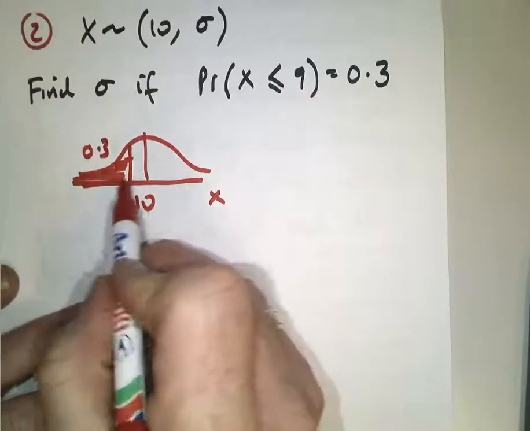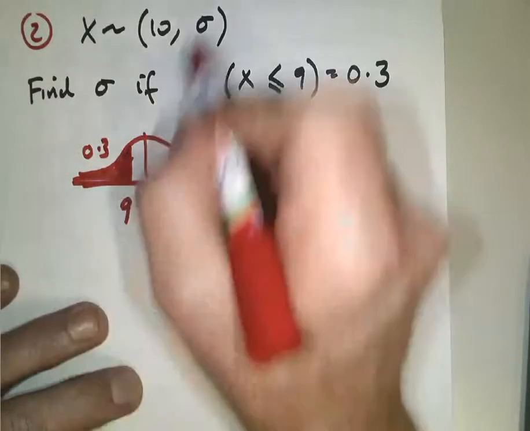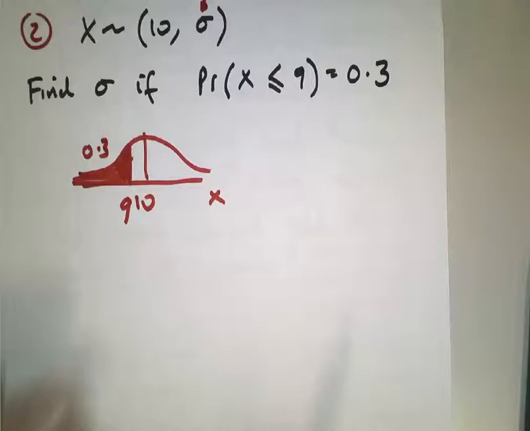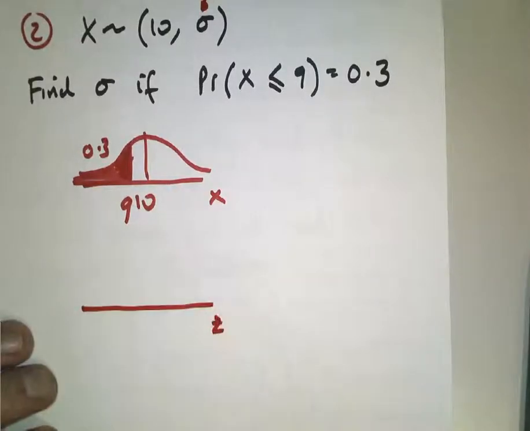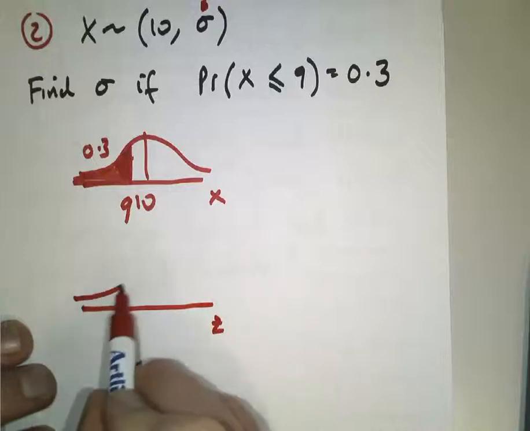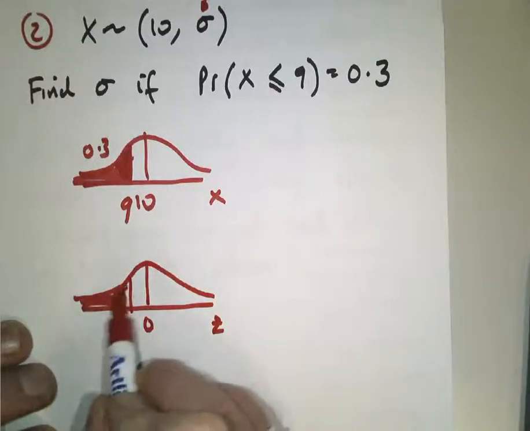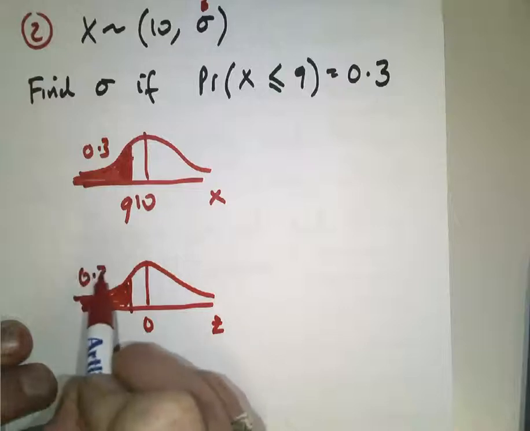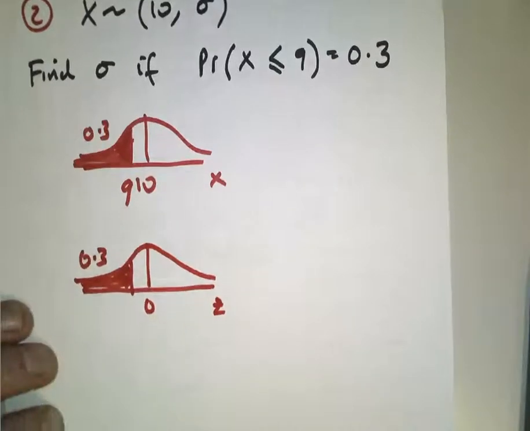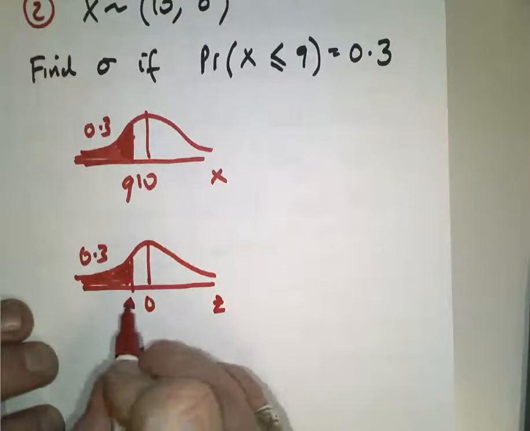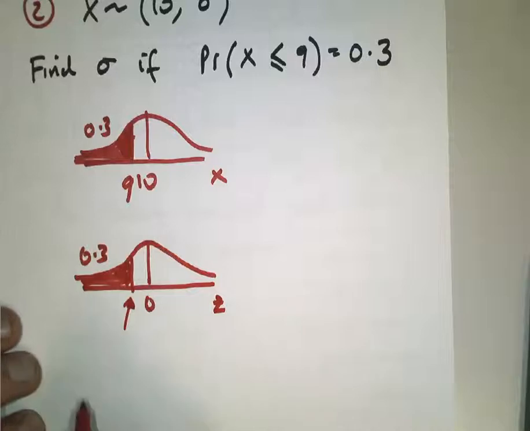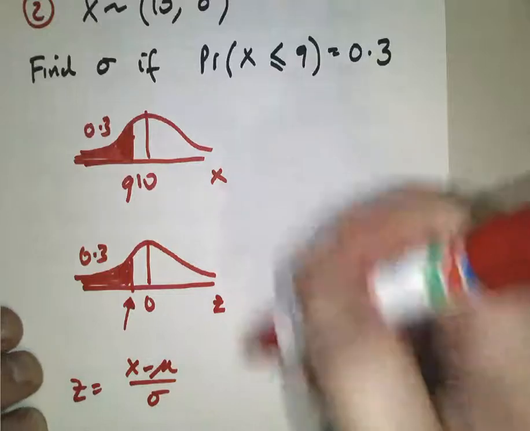Now I can't use my calculator to use the inverse normal because I don't know the standard deviation. So what I'm going to use instead is Z. Now the appropriate graph for Z is this, where that probability is 0.3. I'd like to use the calculator to find out what that Z value is, and then I'd like to use Z equals X minus mu over standard deviation to link the two together.